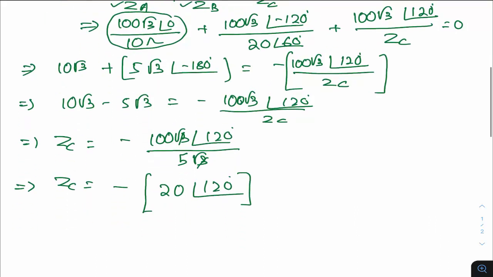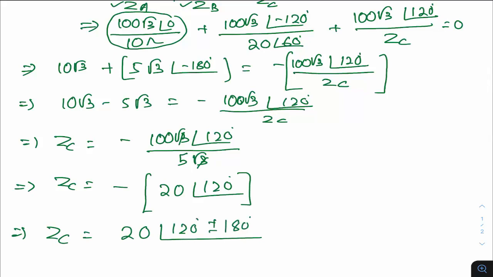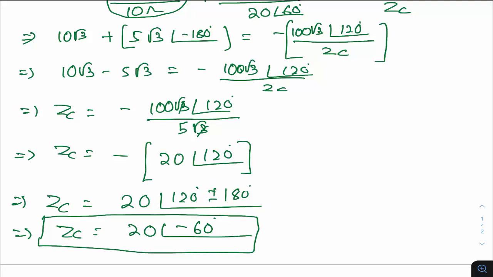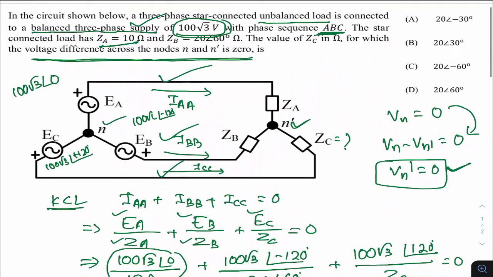So you have this negative sign outside. If you want to take it in, ZC is equal to 20 at 120 degrees plus or minus 180 degrees. So this implies ZC is equal to 20 at an angle of, if I take the negative sign, 120 minus 180, which is minus 60 degrees. I am not going with the positive sign because it will exceed the range of 180. You would get 120 plus 180 is 300, and we don't want to exceed plus or minus 180 degrees, which is the standard convention. So the value of ZC we are getting is 20 at an angle of minus 60 degrees, which is given in option C, 20 at an angle of minus 60 degrees.